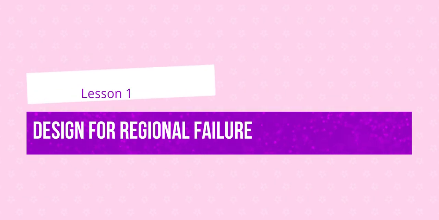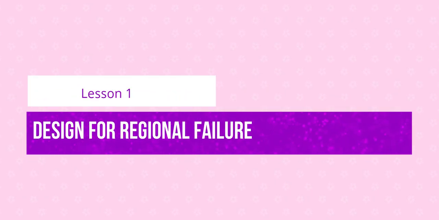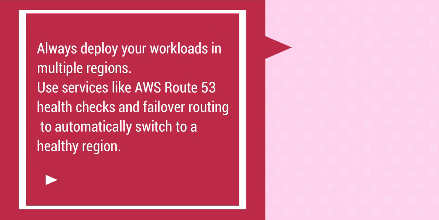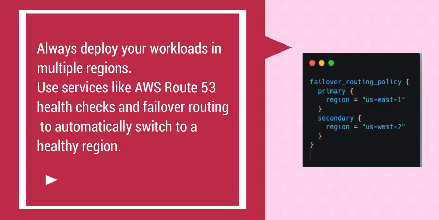So, our first lesson is design for regional failures. To avoid such failures, always deploy your workload in multiple regions. Use services like AWS Route 53, health checks, and failover routing to automatically switch to a healthy region.